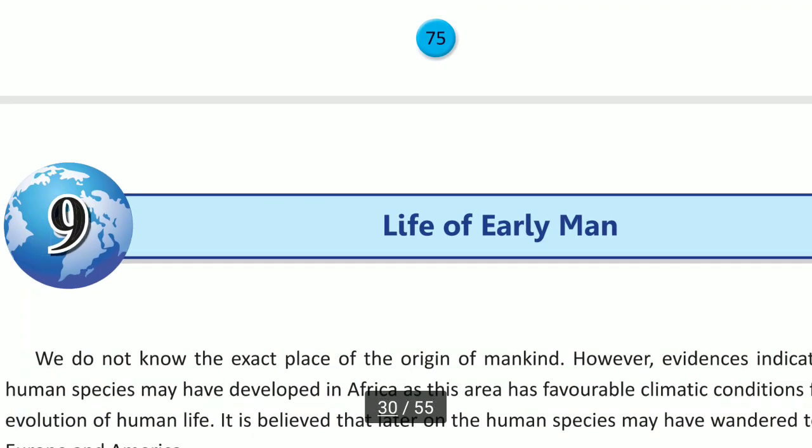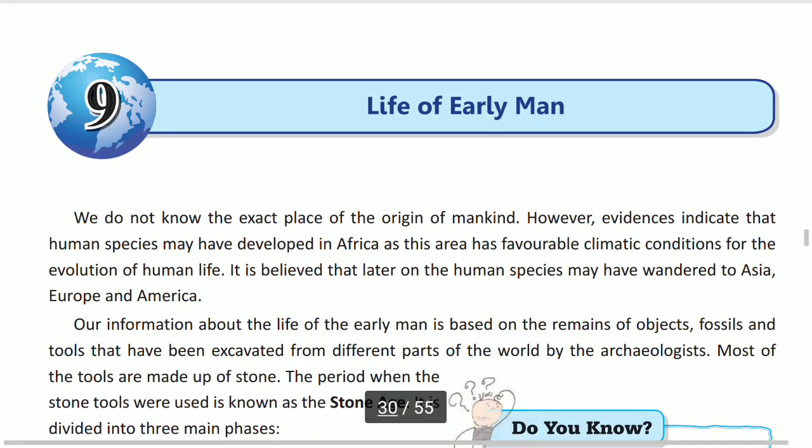So yesterday we started lesson chapter 9, Life of the Early Man. In this chapter we have studied about the early man, from where they started developing. First of all, they developed in Africa due to their favorable conditions, and after that they moved towards other areas, that is Asia, Europe, America.